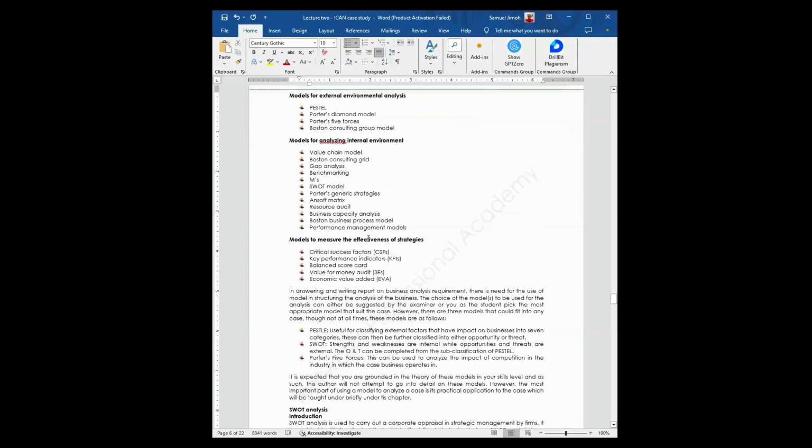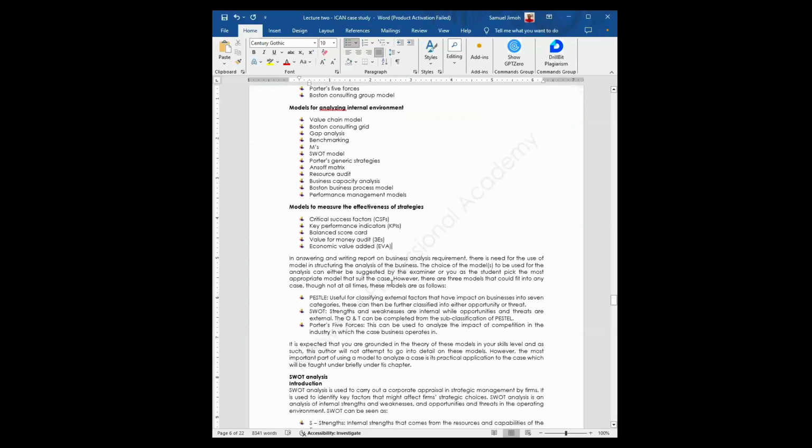We also have models for measuring the effectiveness of what? Of strategies. We have the critical success factors. We have the KPIs, key performance indicators. We have the balanced scorecard. We have the value for money. We have the economic value added. So these are the various models that could be used to analyze cases.